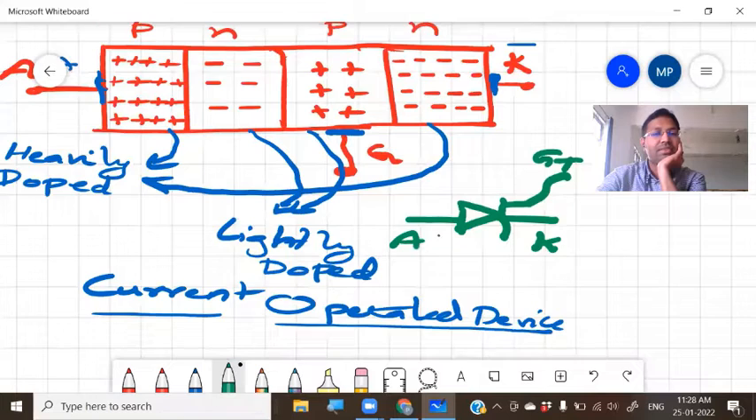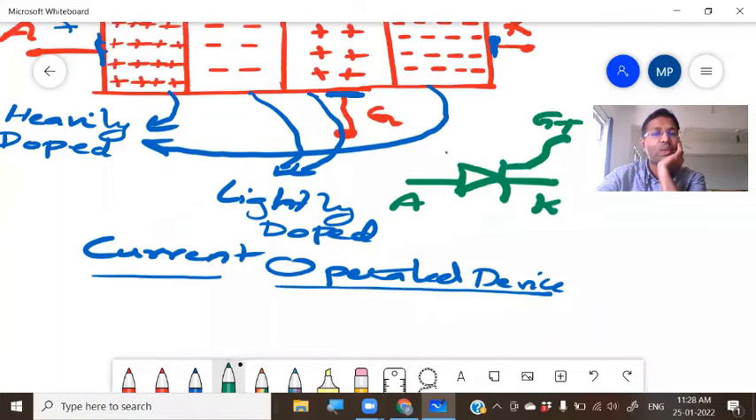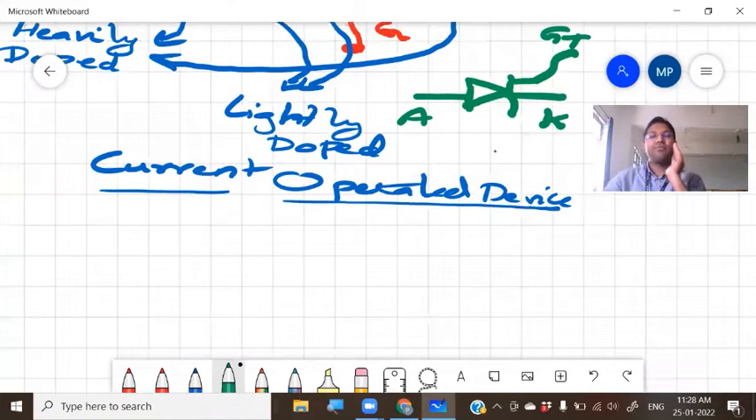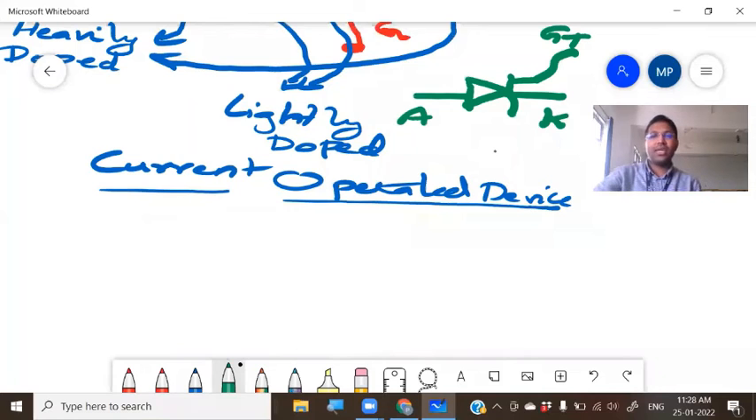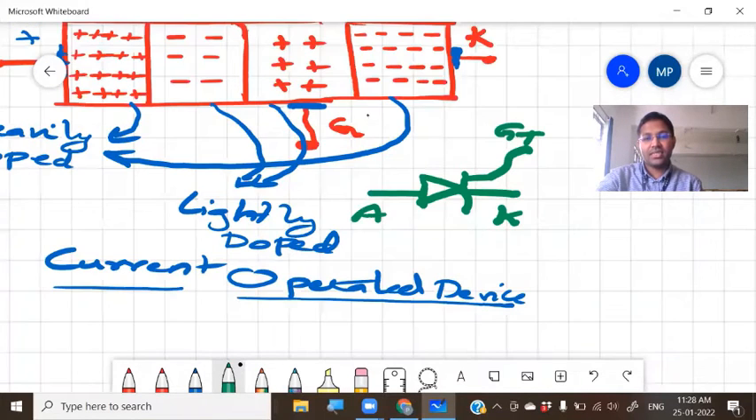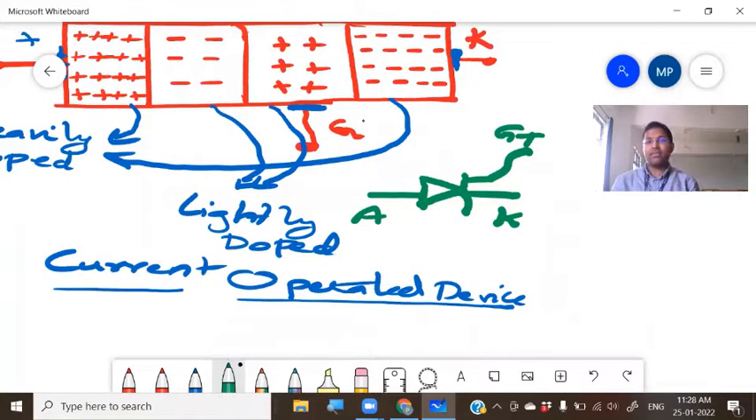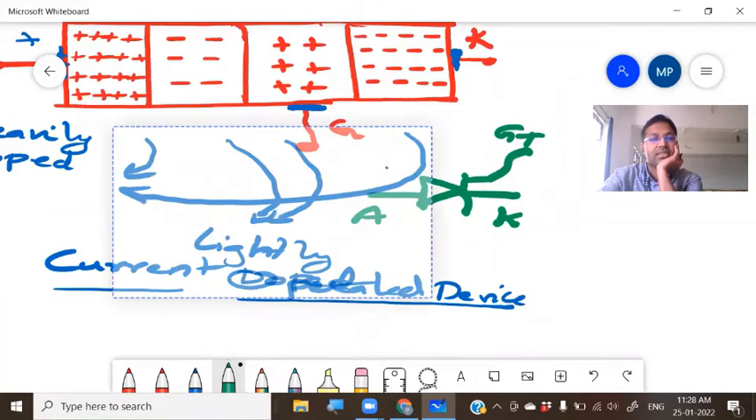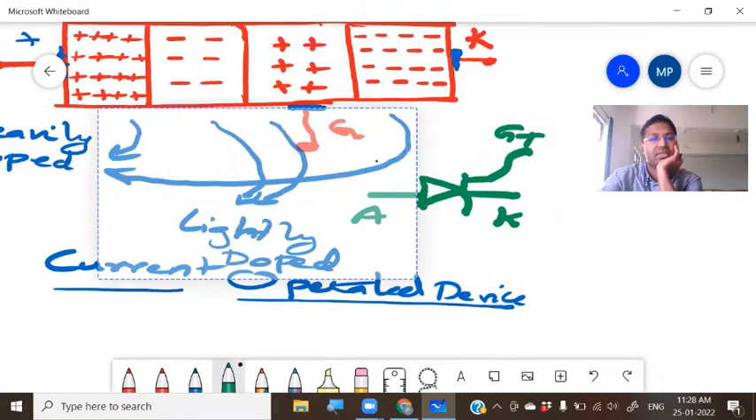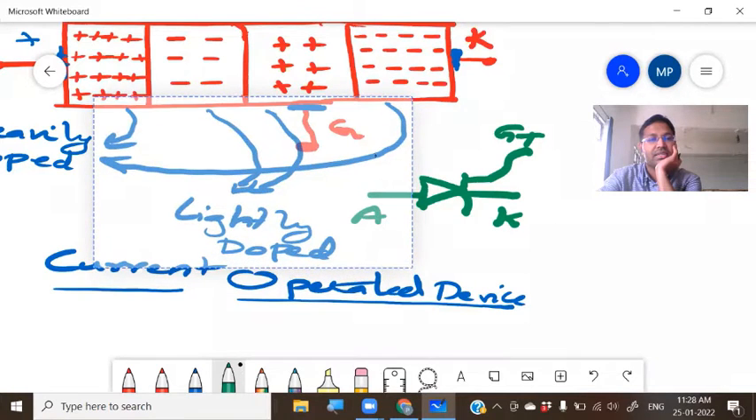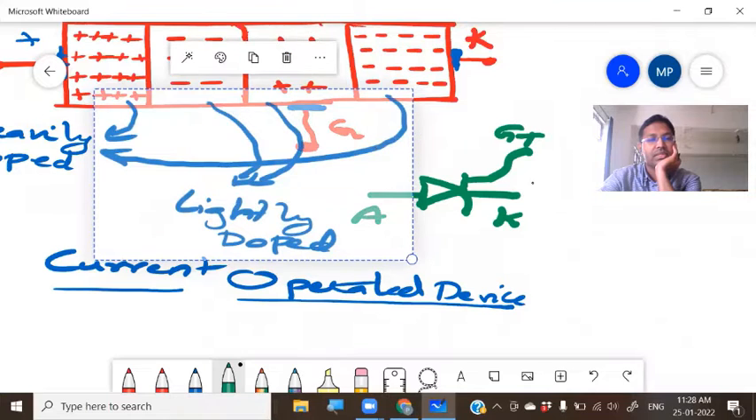Now what we will do is we will consider two cases. First, you have the gate terminal, isn't it? When the gate is open, how does the device behave? Next case, when the gate is closed, how does the device behave? These two cases we will consider next.